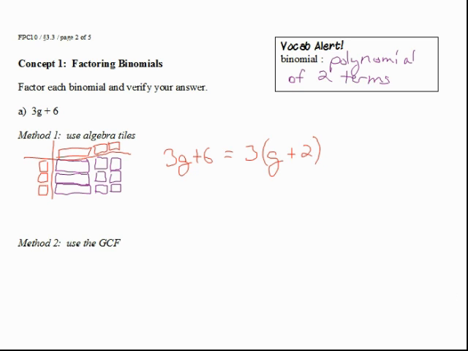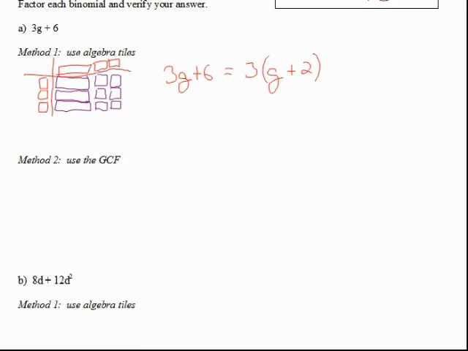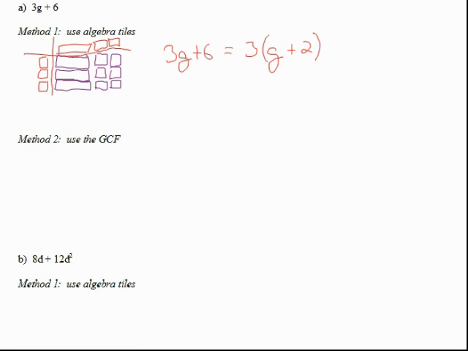Okay, second method is to use the greatest common factor. So I'm going to do this the way we learned to factor other things. So 3g plus 6. If I write it like this, what goes into both of those? Well, how about a 3? So 3g divided by 3 is g, and 6 divided by 3 is 2, plus 2. So I get the same result. I get 3g plus 6 equals 3 times g plus 2.